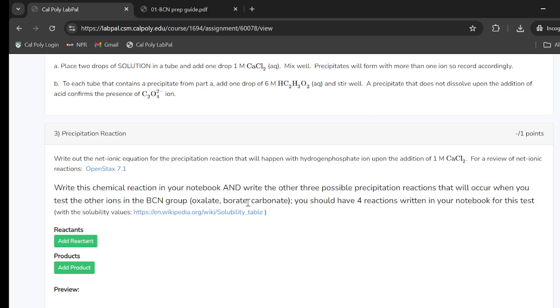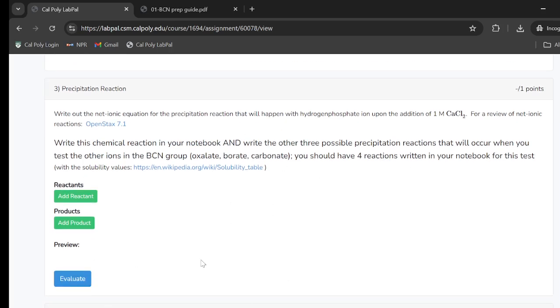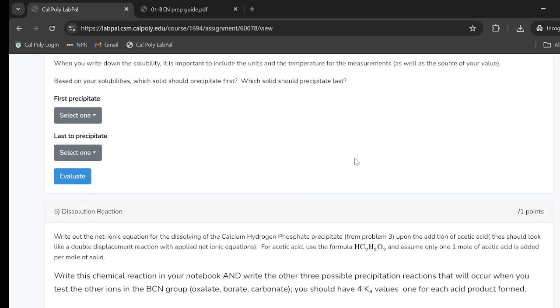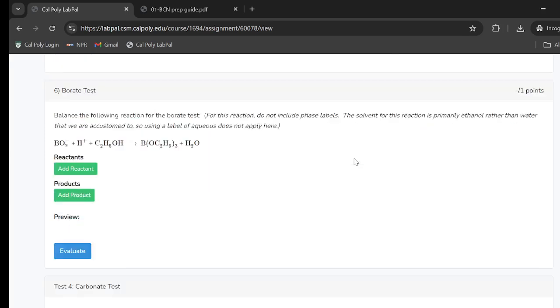And then you should write down all 4 reactions that could happen. This is just going to test one of those 4, but you want to write down all 4 with the solubility values that you can get from Wikipedia. And again, this is a tool to help make sure what you're doing in the notebook is correct. And it goes through all of them.